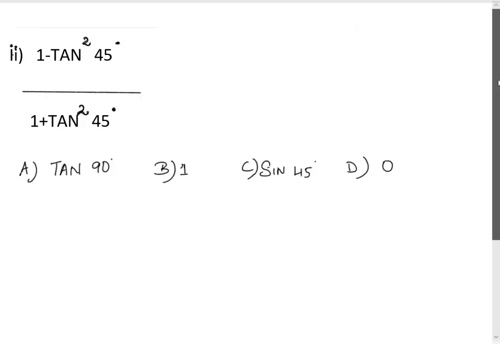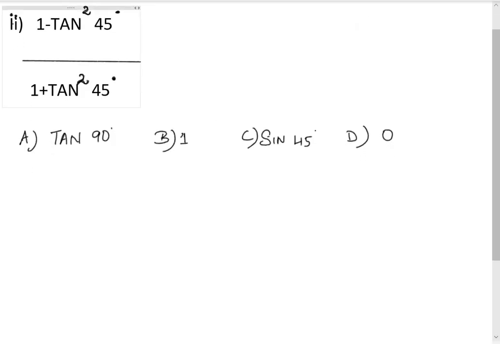So the next sum: 1 minus tan square 45 degree by 1 plus tan square 45 degree. Okay, shall we evaluate this? Yes.